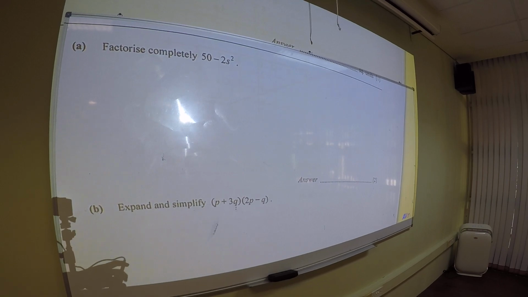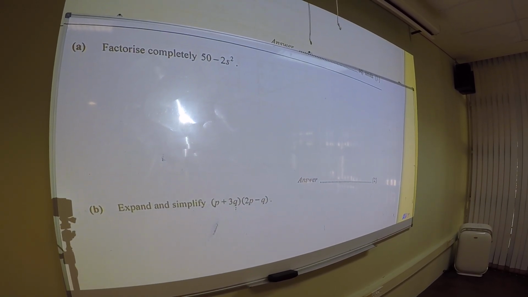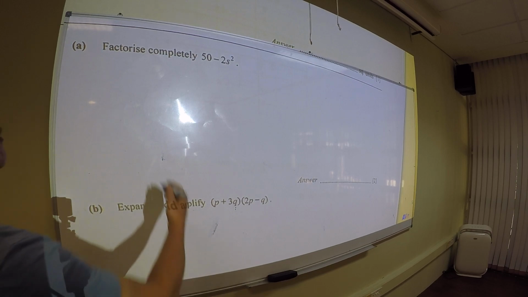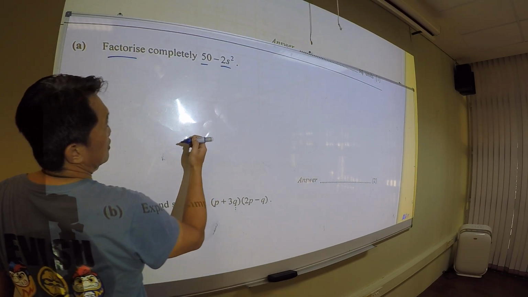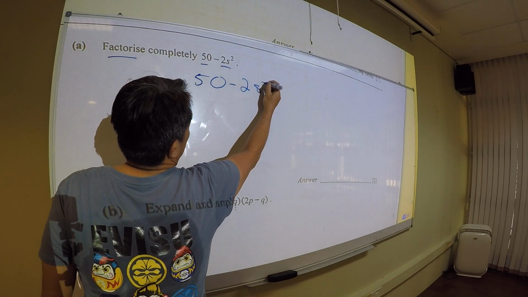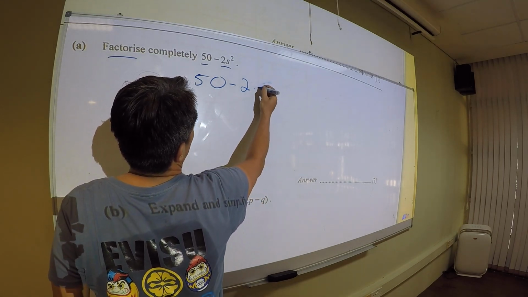Okay, so this question, there is an easy part, there is a difficult part. You get the easy part, good enough. So, factorize means to take out a common factor. Now you have a 50 in front, and you have a 2s squared behind.